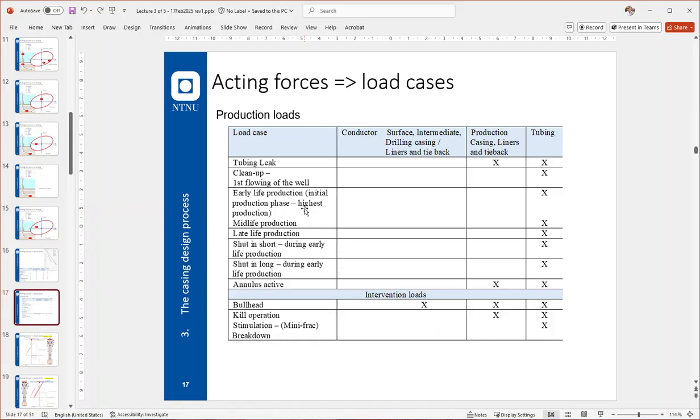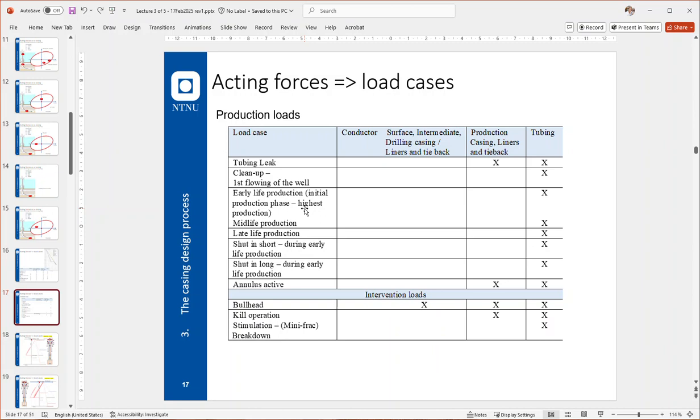Bullheading, that's typically what we do in interventions. Say that you want to do some scale inhibitor treatments, then you need to be able to bullhead. Typically what takes place there would be that you are below the fracture gradient, so you're using the permeability of the formation. You stay below frac.